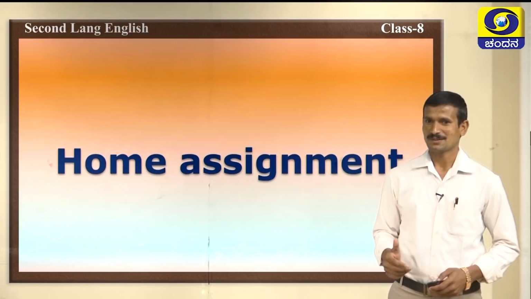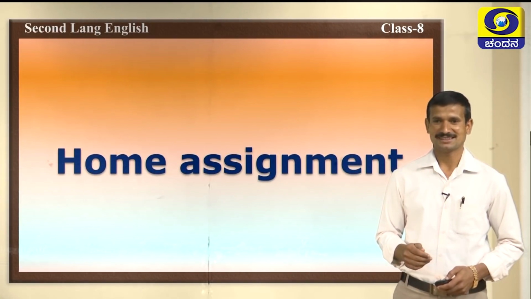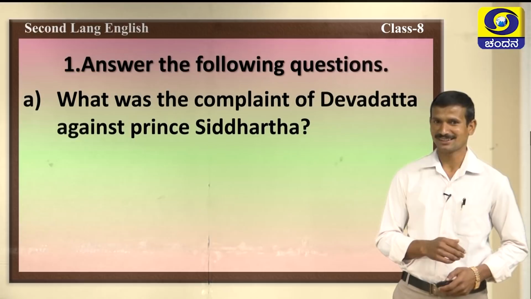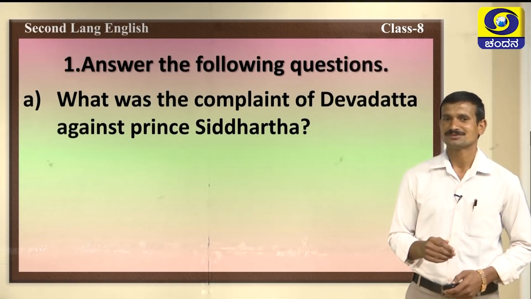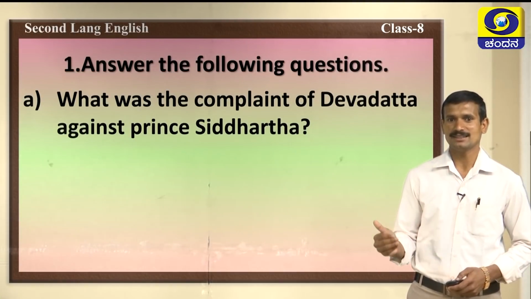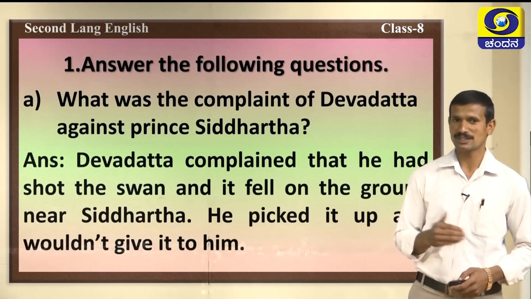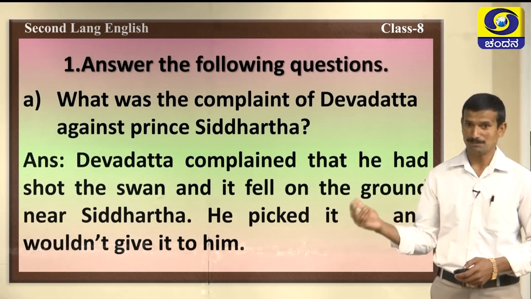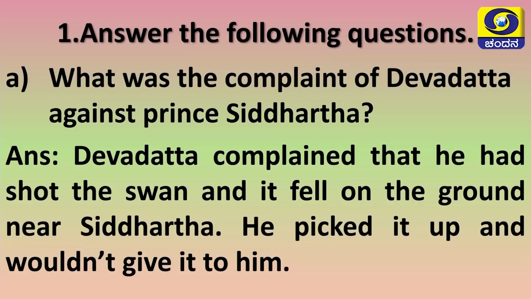I had given the home assignment. Shall we discuss the questions? Okay, first question is, what was the complaint of Devadatta against Prince Siddhartha? Devadatta complained that he had shot the swan and it fell on the ground near Siddhartha. He picked it up and wouldn't give it to Devadatta. This is okay.